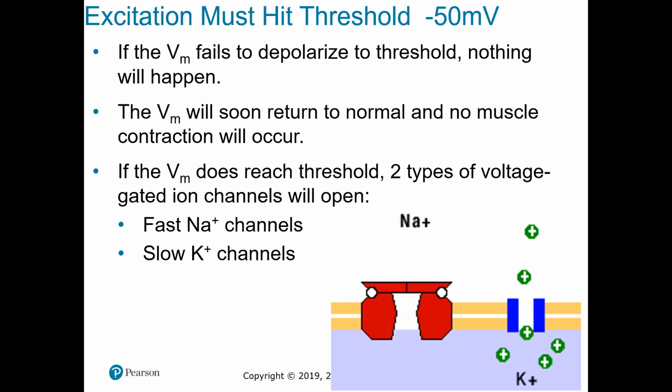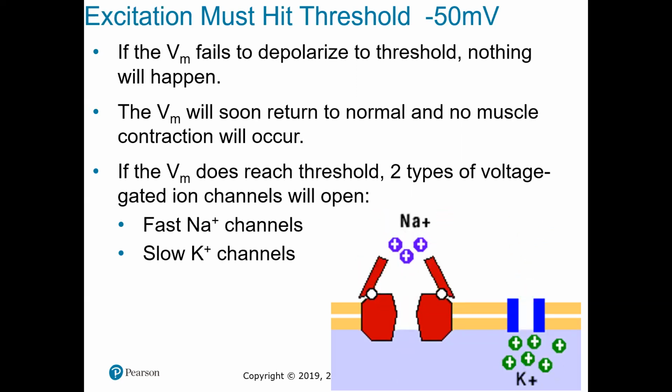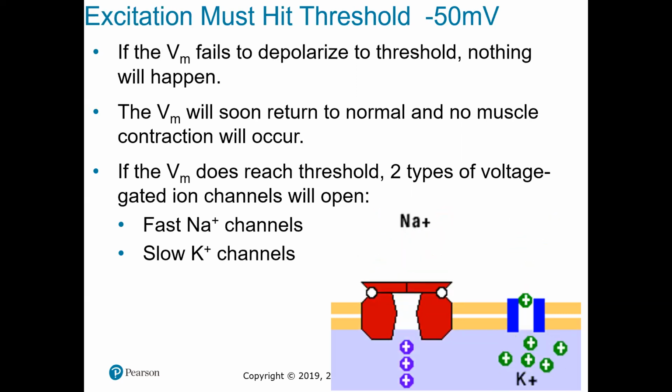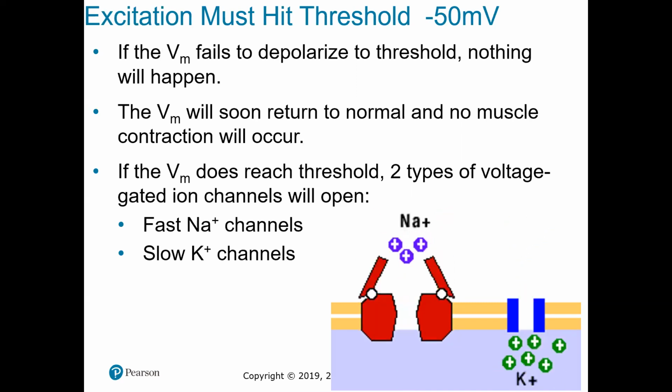then the voltage gates on either side of the motor end plate will open up and allow more sodium to rush in. And that will continue the process of letting sodium rush in, and we'll see a localized depolarization event on each side of the motor end plate. We'll see a depolarization event occurring at the voltage gates on either side of the motor end plate.